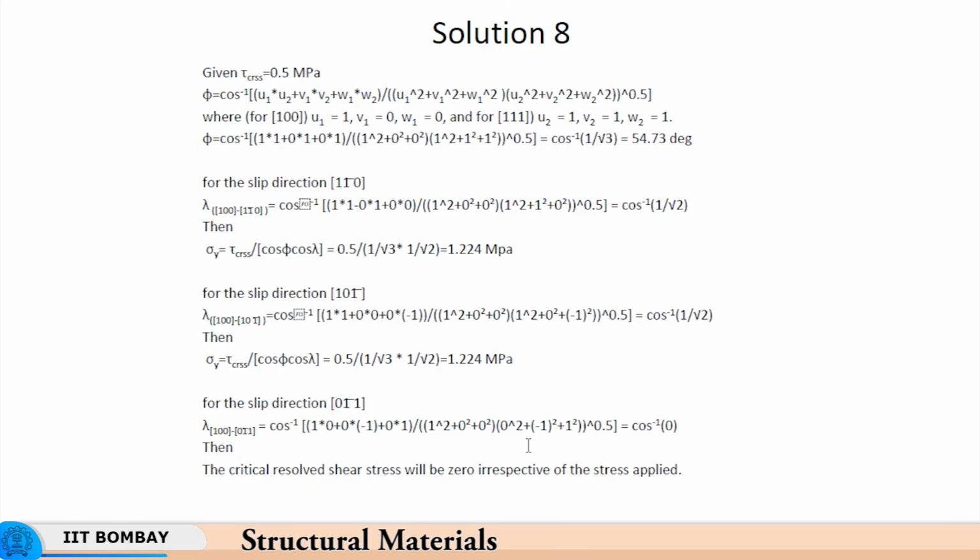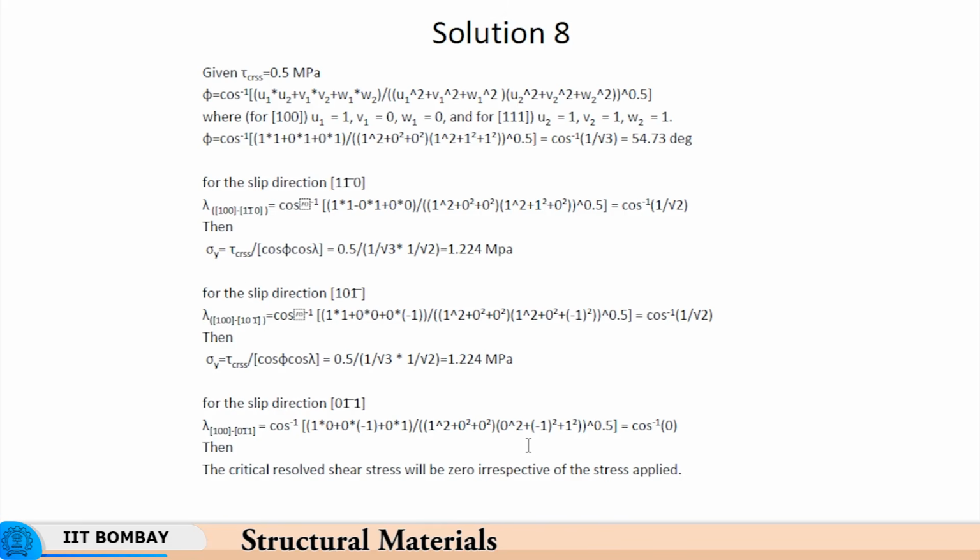Tau, the critical resolved shear stress, is 0.5 MPa, and the angle is between the U1, U2, V1, V2, W1, W2. So this is basically the angle between the 100 plane and the 111 plane, because stress is applied parallel to the 100 direction, and we want to find the shear stress in the 111 plane and in these three directions. So basically we need to find the angle between the two. So phi is equal to cos inverse of 1 by root 3, which is 54.73 degrees.